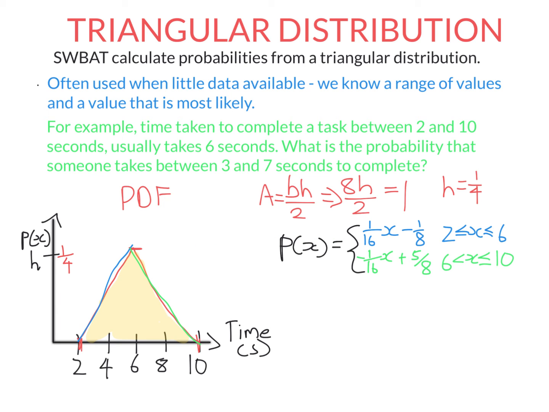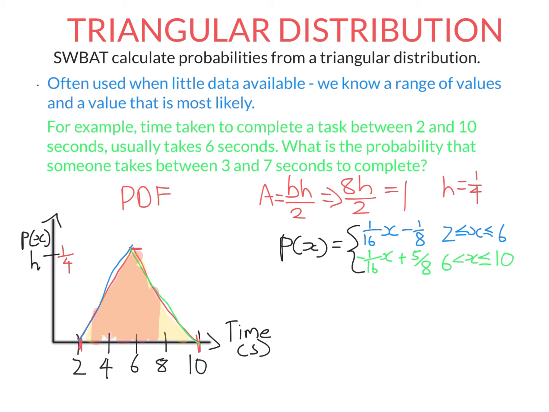So our PDF is actually in 2 parts. One function for x between 2 and 6, which is this line here, and another function for x between 6 and 10, which is this function here. So this here is our PDF, but it's in 2 parts. If I want to find the probability that someone takes between 3 and 7 seconds, really what I'm after is this area between 3 and 7. I want this whole area in here.